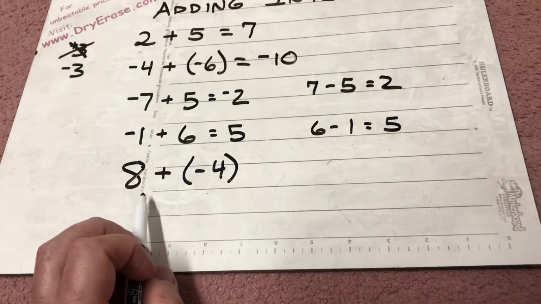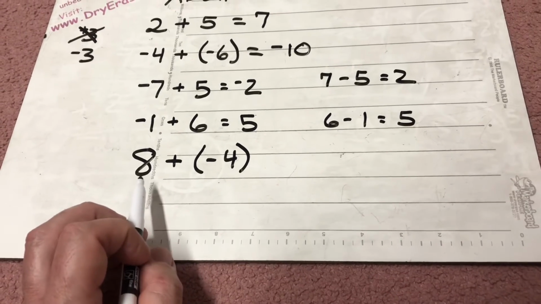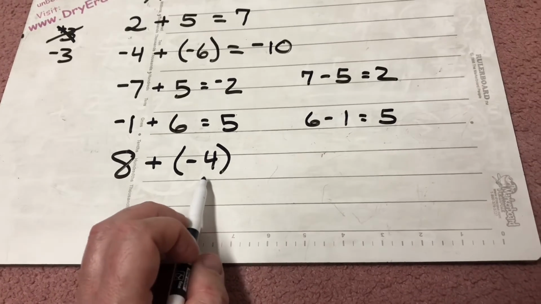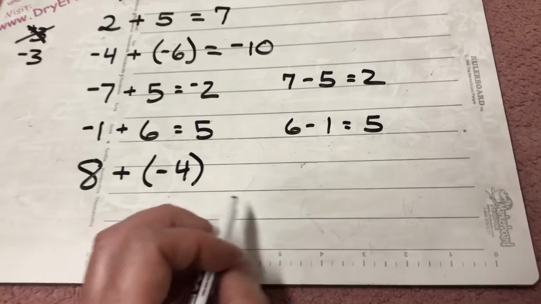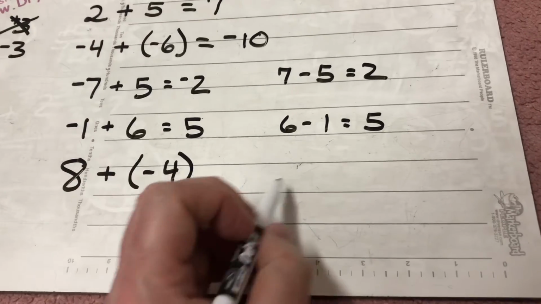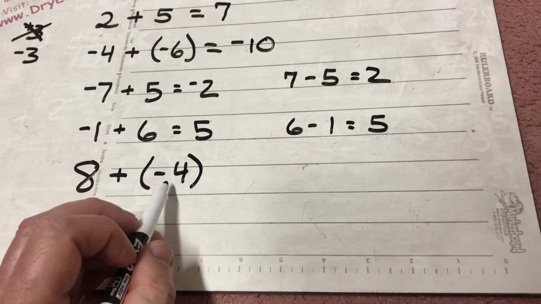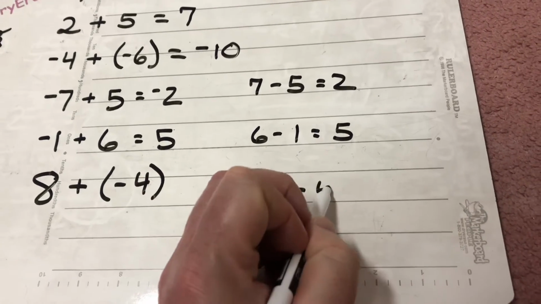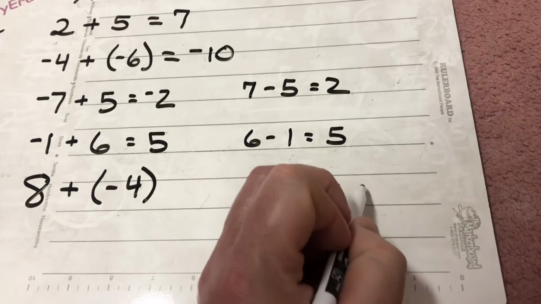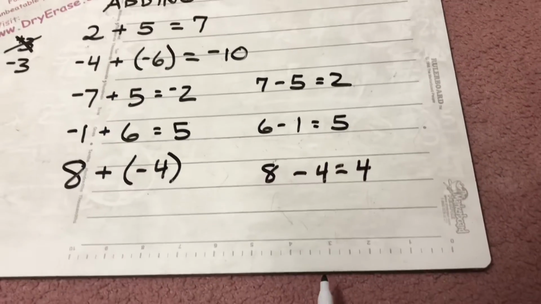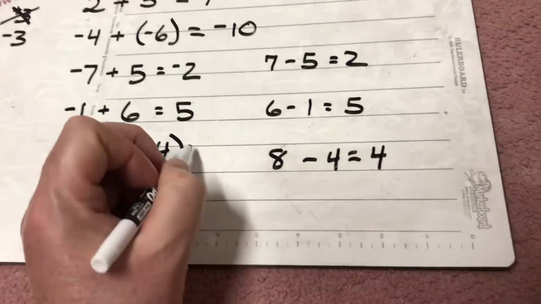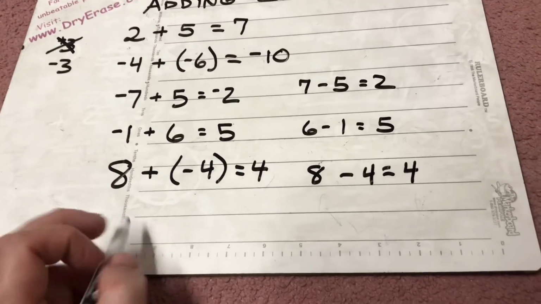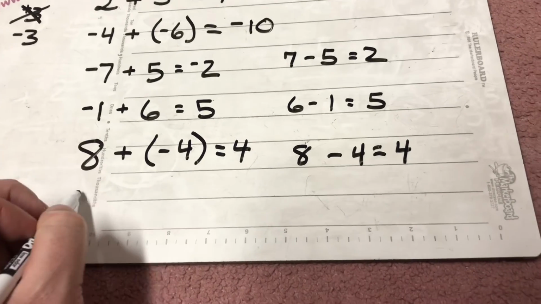Well, once again, you think about things a little bit differently. In this example, because the first digit 8 is larger than the second digit 4. So in this situation, what I'm going to think with 8 plus negative 4, the idea is when I add a negative, all I'm doing is subtracting. So I'm going to think 8 minus 4. Well, 8 minus 4 is 4. So I know that 8 plus a negative 4 equals 4.